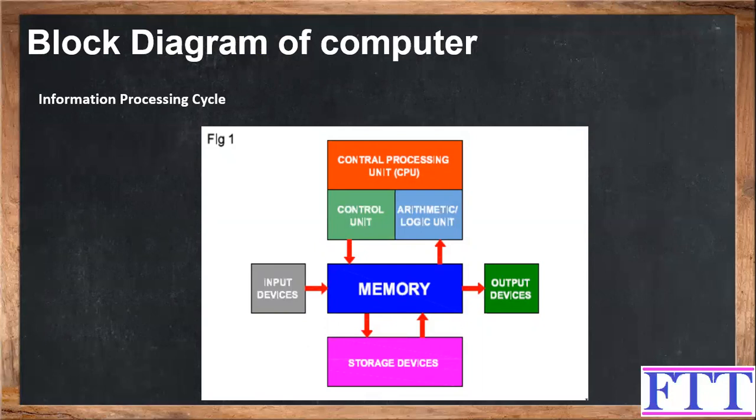So, in total, what is important in the block diagram? Input devices are very, very important, then output devices, memory and CPU. The CPU acts like a brain for your computer. In the CPU, there are two very important units. One is the arithmetic and logical unit. The second one is the control unit.